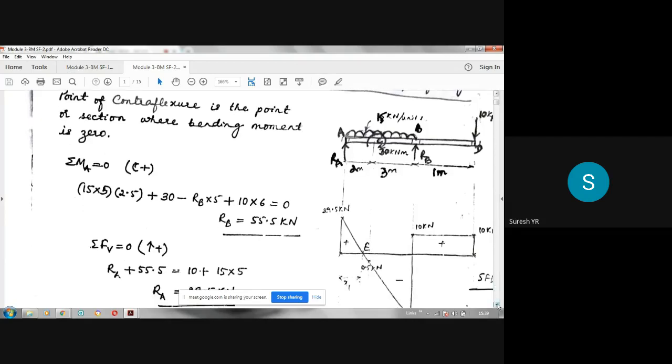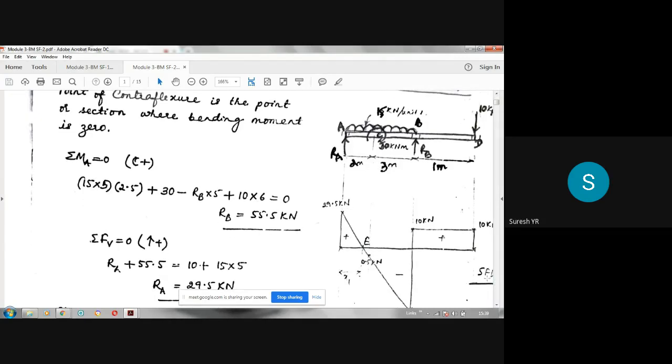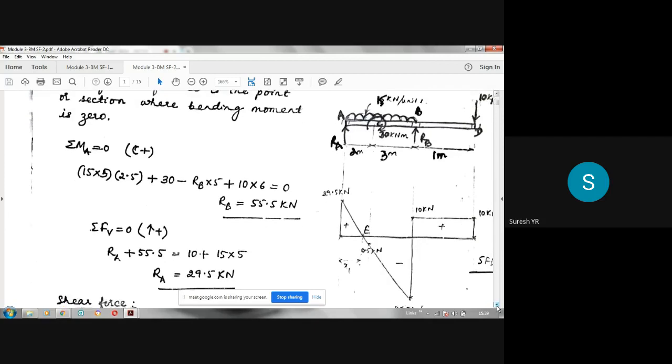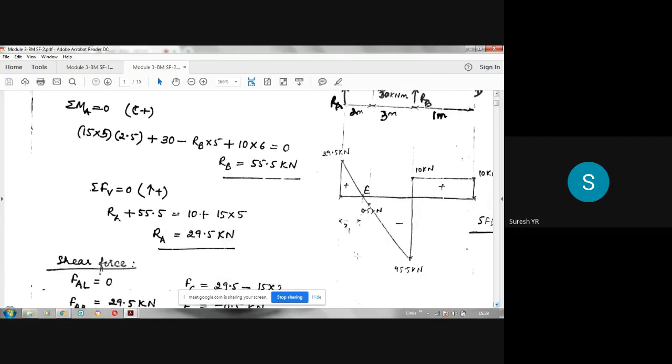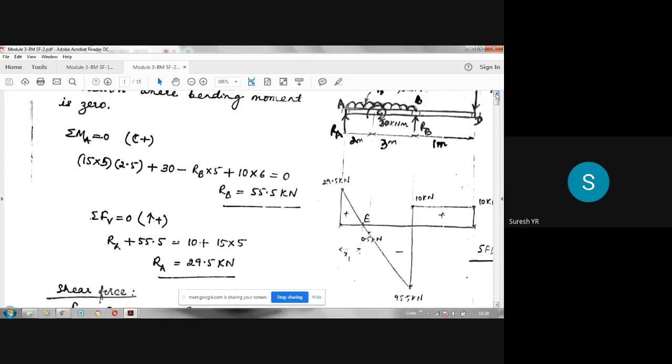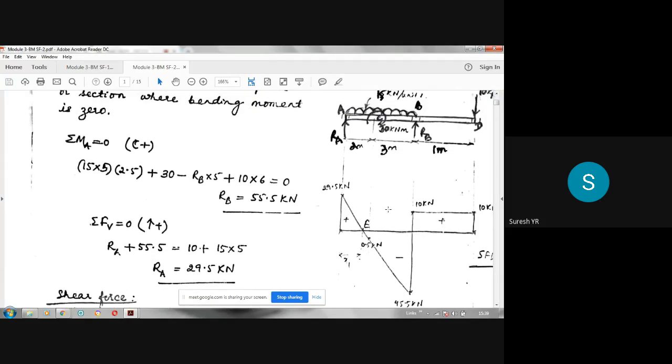Once you find the reactions, all these you have learned in your engineering mechanics, support reactions. Now, let us write the shear force diagram first, then we will write the bending moment diagram. See, on that day, I gave you an easy method of writing the shear force diagram. All of you observe here. First, draw a horizontal line. Above this line, we have to plot the positive values. Below the line, you have to plot the negative values. Now start from this point A.